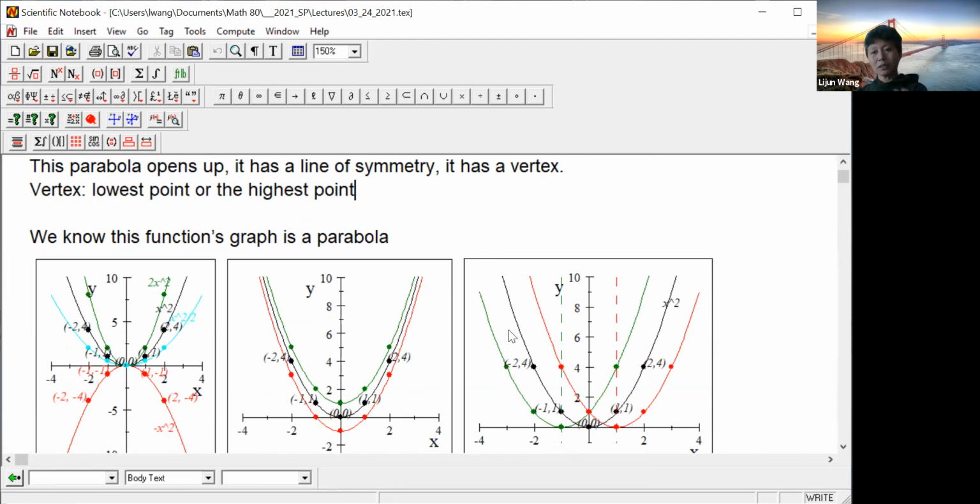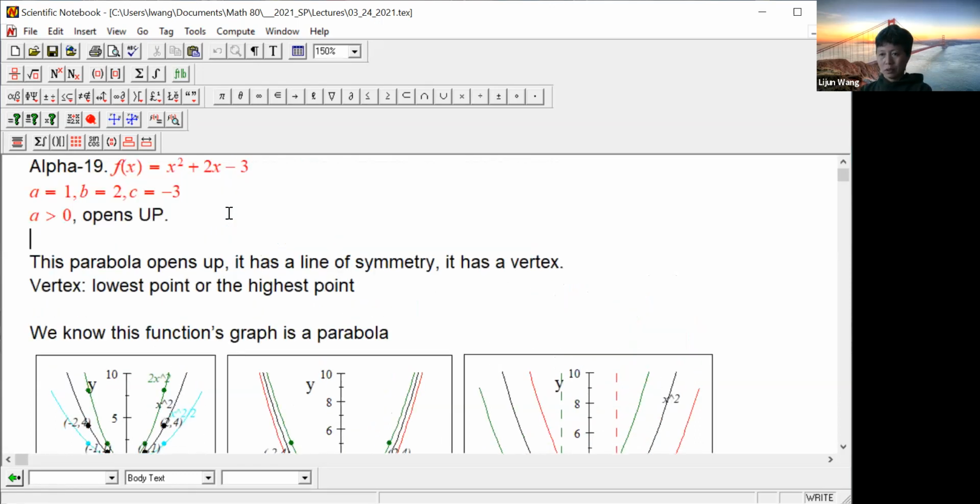So when A is positive, we will have a lowest point. When A is negative, what happens? When A is negative, the parabola opens down. So in this case, it has a highest point. And in this other case, it has a lowest point. Does everybody follow me?